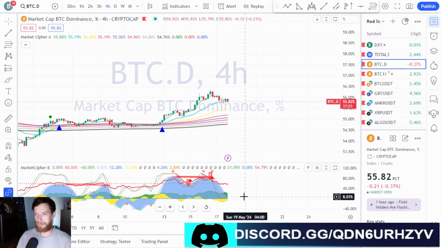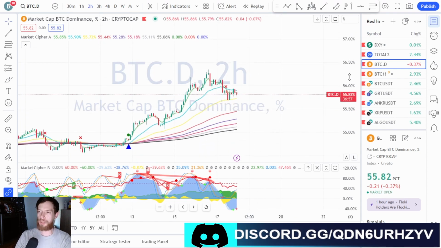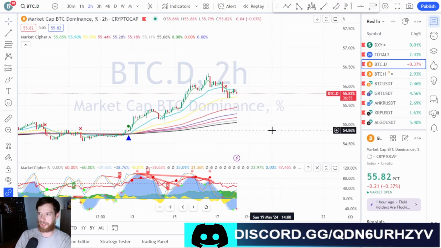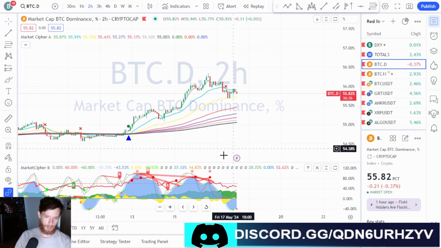So overall, dominance doesn't have much strength here on the 4-hour currently. Unless these lower time frames gain some strength, we could end up seeing dominance percentage start to slide. Again, not necessarily a bad thing, because Bitcoin could still go up 2 or 3% tomorrow, and altcoins could go up 5 or 10%. That would cause dominance to slip, as the total market cap is higher than the Bitcoin market cap.